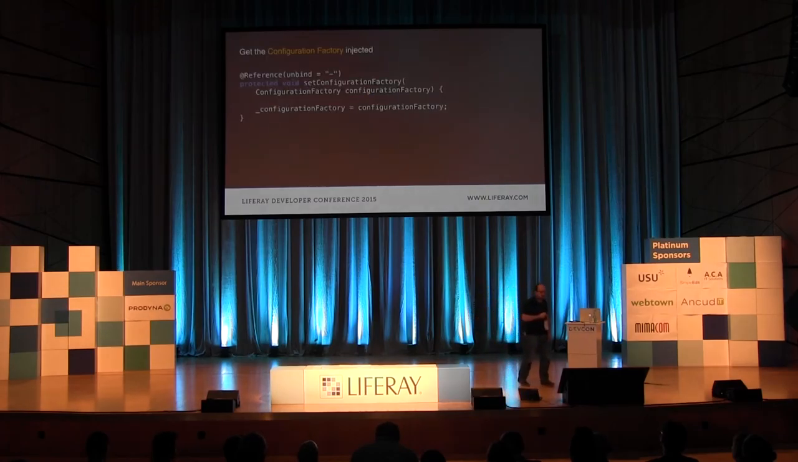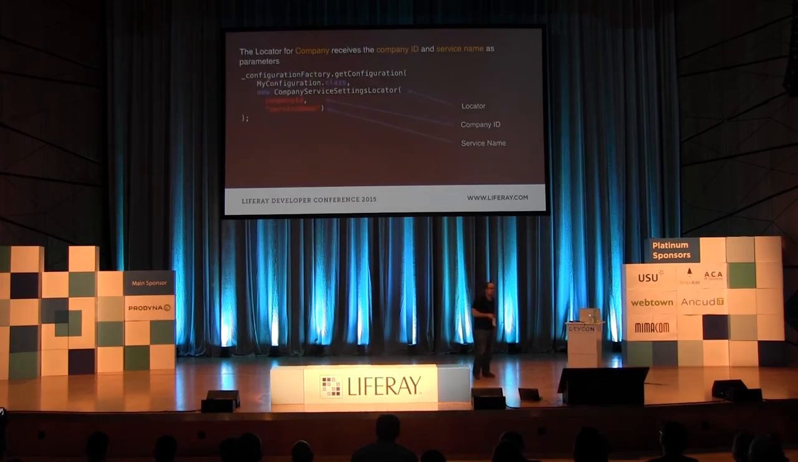How do we do that? First, we need the configuration factory, through a reference, as we have heard in the previous presentations. Next, we have different locators for the different scopes. In this case, it's the company scope. We need the name of the class that we specified with our configuration, the company ID, and the service name. With that, we can have the configuration. We know that this is the most complex part of the configuration API, and we are thinking of making it easier also, but we want some feedback at the end of this presentation to know exactly how we could do that.